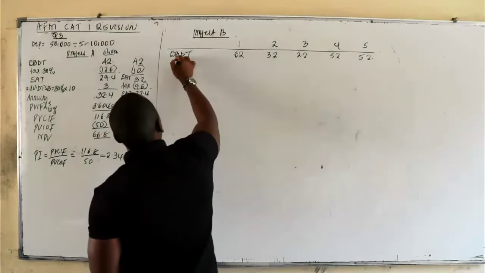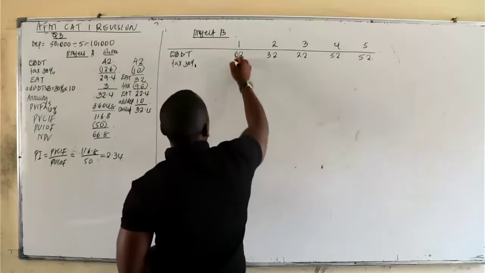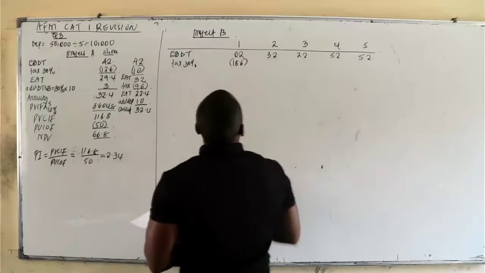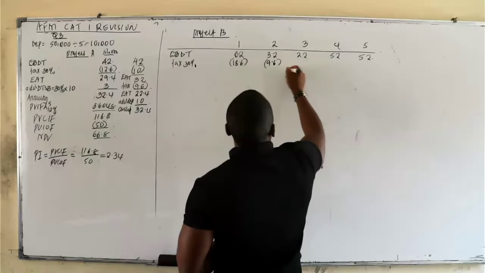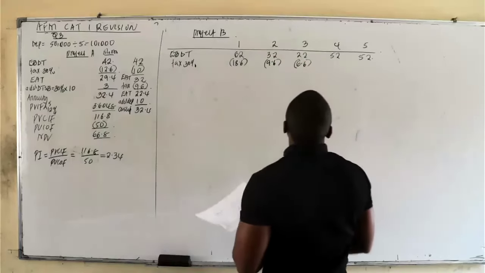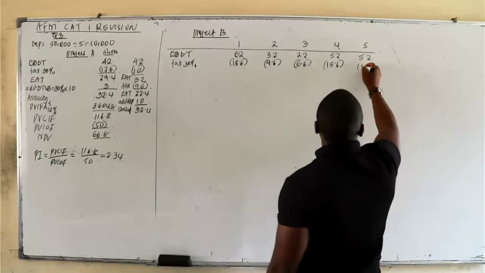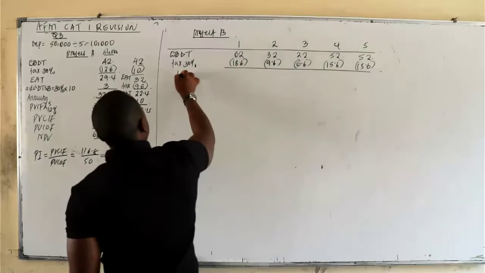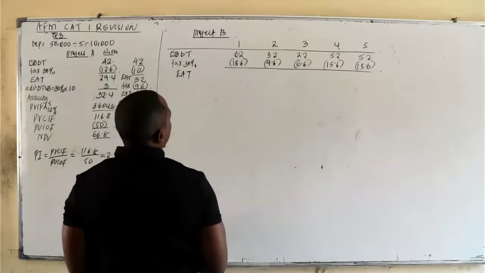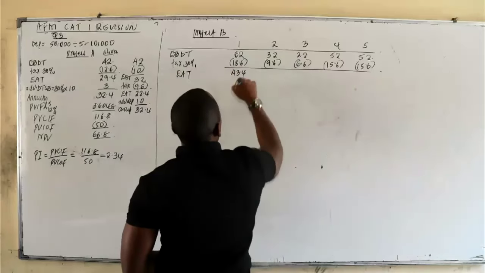Then we tax directly at the rate of 30%. 6.2 times 3 is 18.6, right? 3.2 times 3 is 9.6, right? This is 6.6. This is 15.6, right? And this one is still 15.6. And that's how you get the earnings after tax. Give me the earnings after tax.